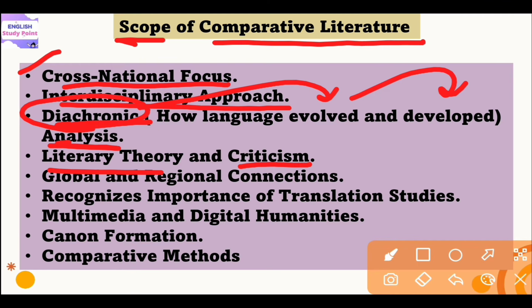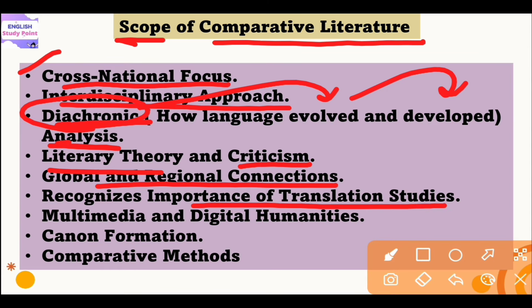Then, global and regional connections. It explores connections between global and local literature. It identifies universal patterns as well as particularistic expressions in literature. It encourages comparative studies of post colonial literature from different regions.